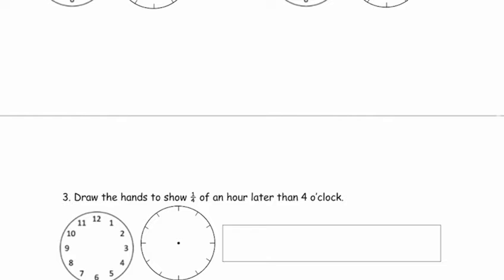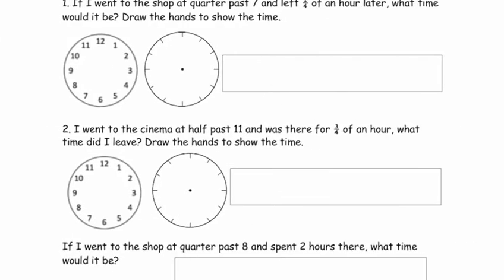For silver, you are drawing in the hands to show 1/4 past time. There are also two questions where you need to work out what the time would be 1/4 of an hour later and 1/4 of an hour earlier. For gold, you have worded problems where again you need to find out the time later or earlier.